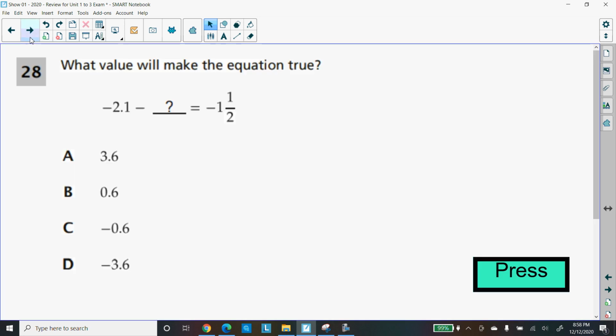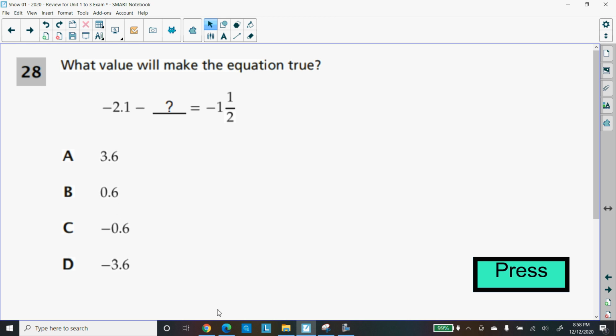All right, here was our next question. What value will make the equation true. Negative 2.1 minus question mark equals negative 1.5. Well, they're giving us a multiple choice here. So this is where a calculator would come in handy. I could put in, what I would suggest, since you have a calculator, put in each one of these just to see what they equal.